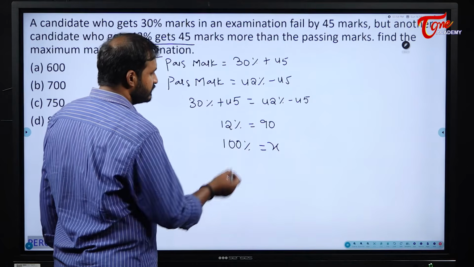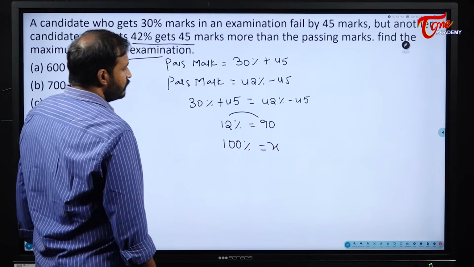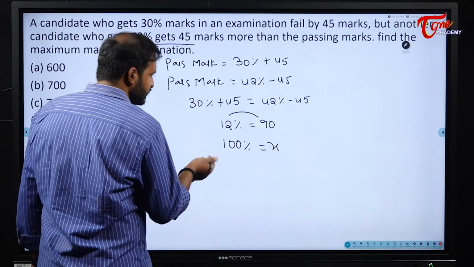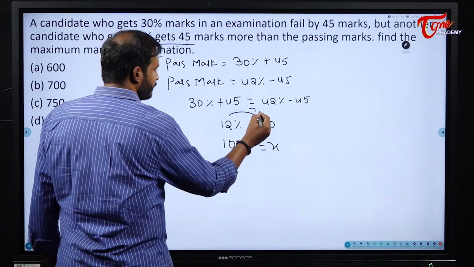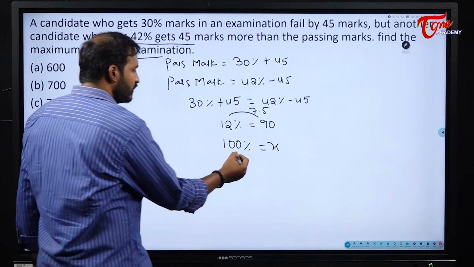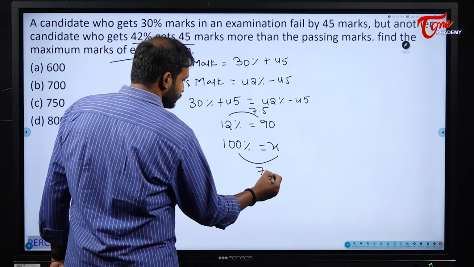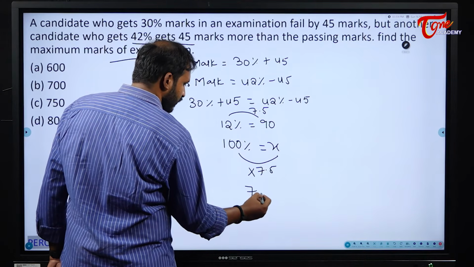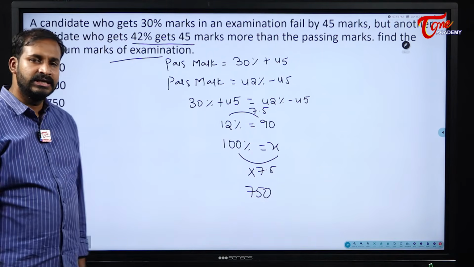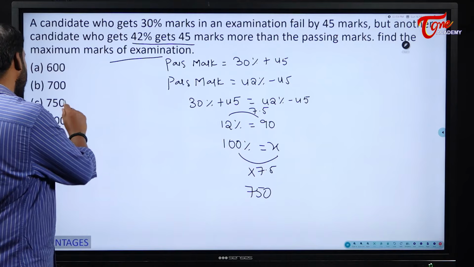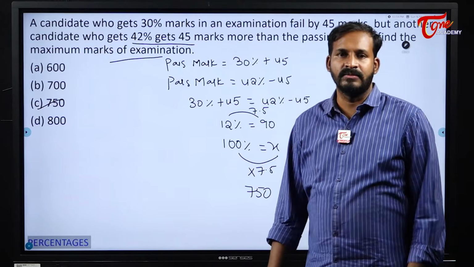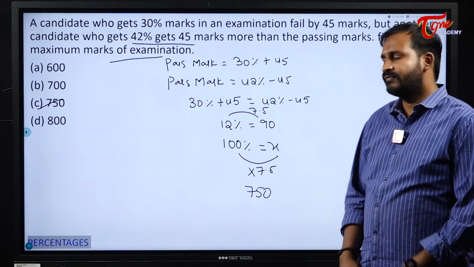12% is 90 means 12 into 7 and a half, 7.5, is 90. So 100 into 7.5, what will you get? 750, or else cross multiply. Anyway, you will get the same answer. So the maximum marks in the examination is 750 marks.